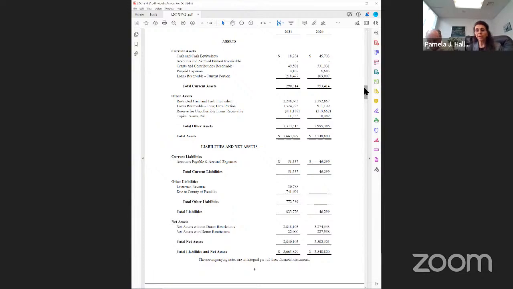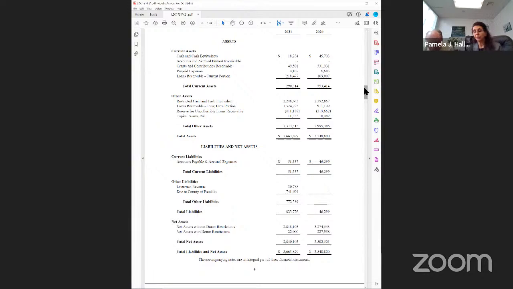We have prepaid expenses, which is primarily insurance that's prepaid, and that's about 4,000. Last year it was 6,600, so down just a little bit. The loans receivable, we break it out into our long-term portion and our current portion. Our current portion is about 218,000. Last year was 169,000. So that portion's up 49,000.